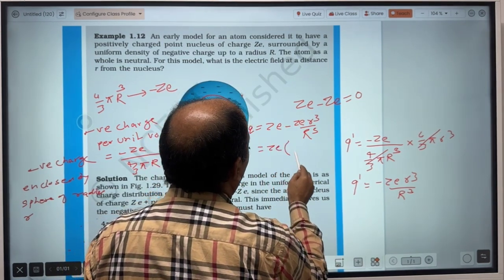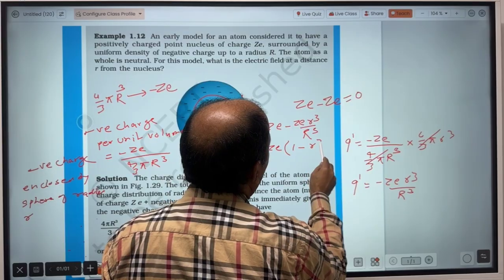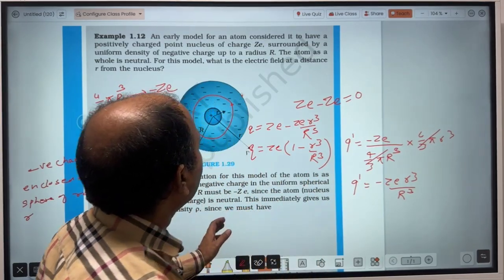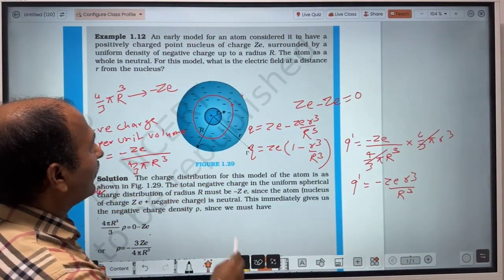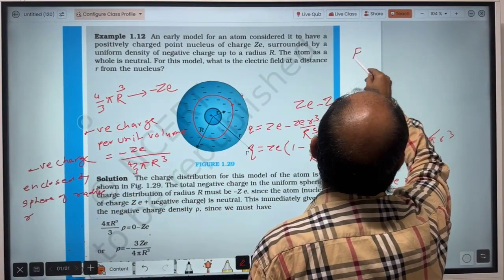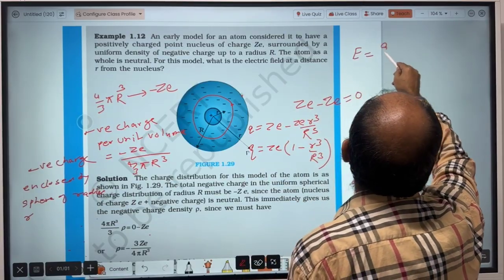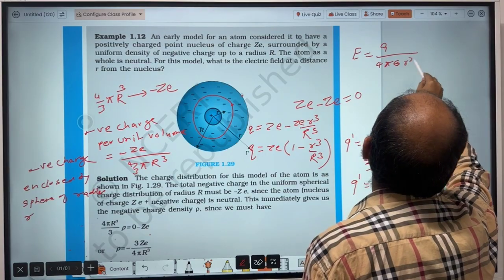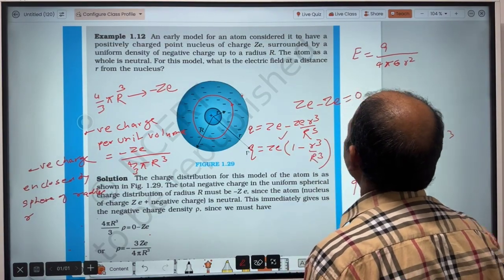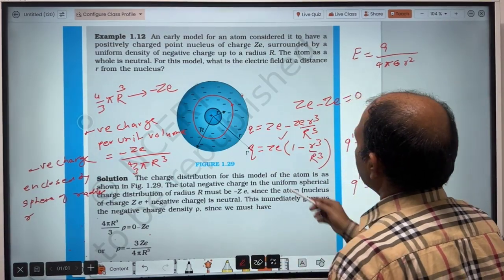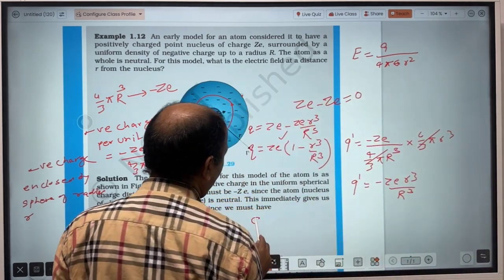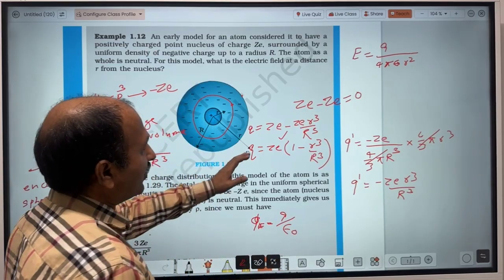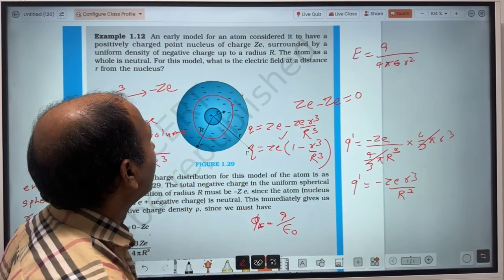So here Ze can be taken common, (1 minus r cubed divided by R cubed). So this is the charge. Now if we want to find the electric field, we can apply the formula: electric field E equals charge Q divided by 4 pi epsilon naught and distance squared, r squared, and we can put in this value. So we will get the electric field. Suppose we want to find the flux. So phi equals Q upon epsilon naught, but you have to take Q as this value.